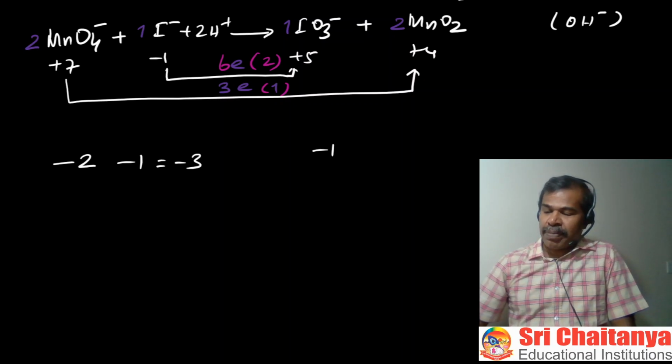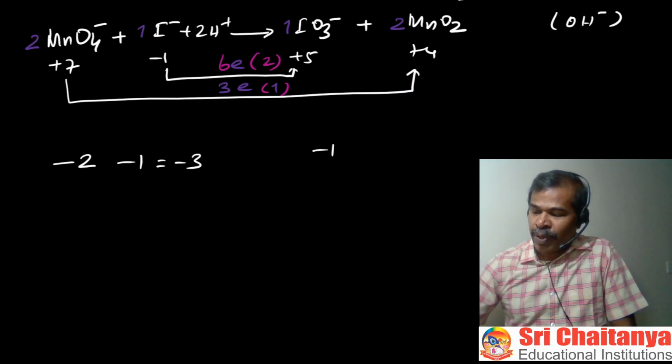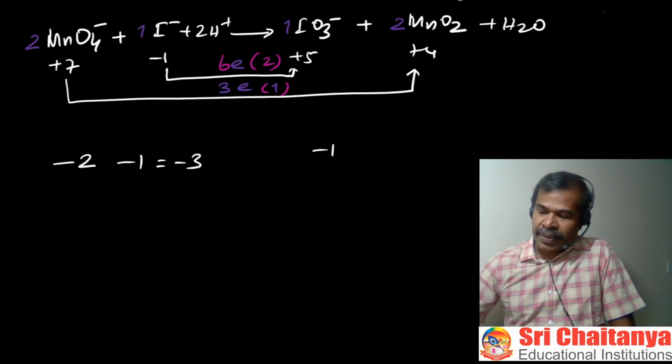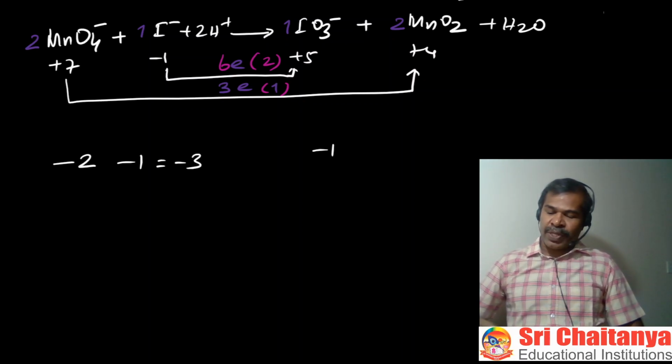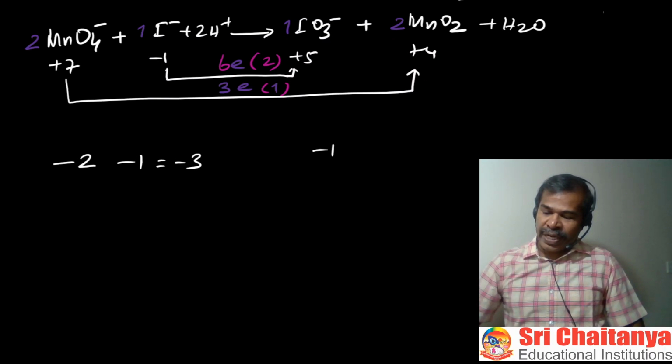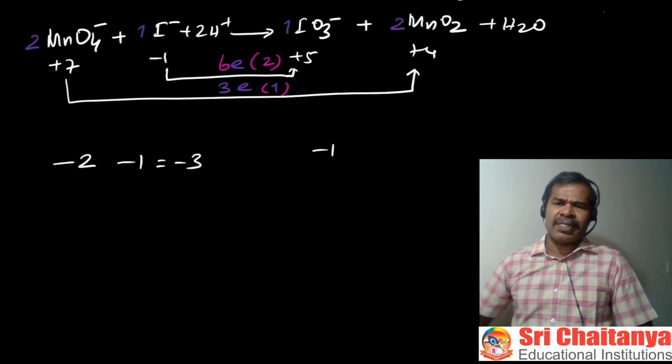Now hydrogen is not balanced. I will add H2O, 1 mole of H2O on the right side. Is the equation balanced? Count the oxygens once. 2 into 4, 8 O's. 3 plus 4, 7 plus 1, 8. Charges, are they balanced? Net charge is minus 1. It's perfectly balanced in acidic medium.